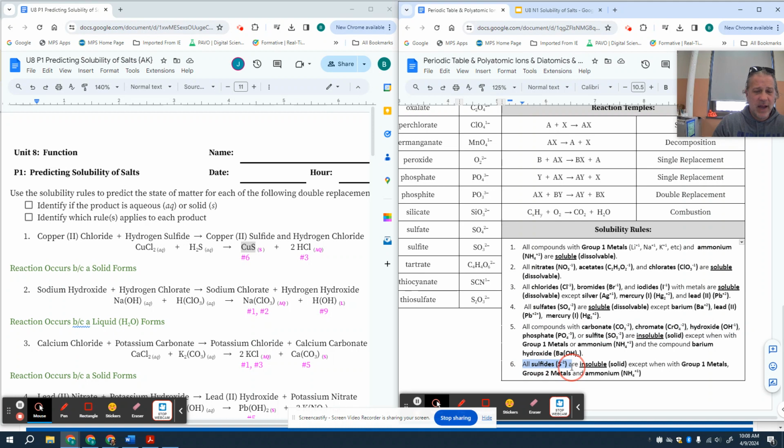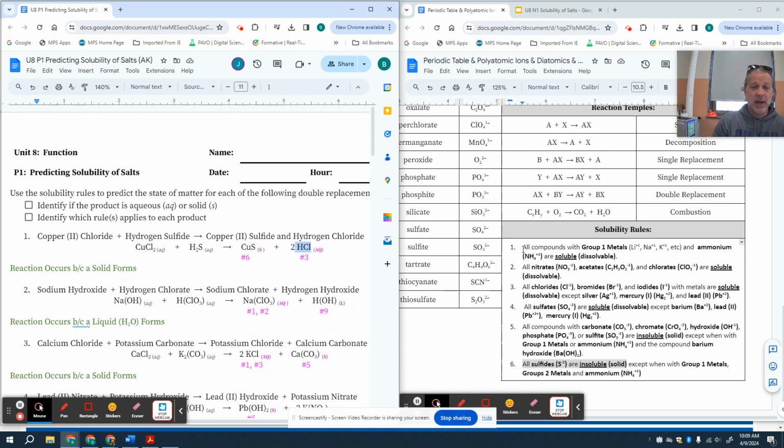All sulfides, S, are insoluble. Oh, here's my sulfide. Here's S. It's right here. So that means that this is an insoluble substance, which means it makes a solid. So this compound, CuS, forms a solid because of rule number 6. So now that we figured out what that solid is, we're going to go back and really only focus on HCl at this point, which I've already told you is aqueous, because that's what the answer key says, but again, I want to show you why.